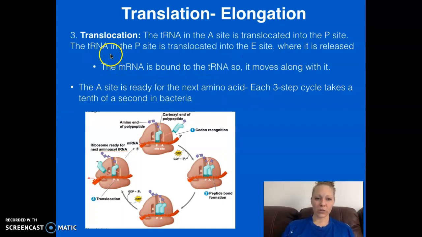Finally, translocation. The tRNA that's in the P site is going to be sent over to the E site, which exists only in the large subunit. And once it's in the E site, it's going to exit. And so once it exits, the P is going to move to the next site, and the A is going to open up. So the third step is translocation, where we move that tRNA from the P site to the E site and open up the A site for the next tRNA to find the codon.